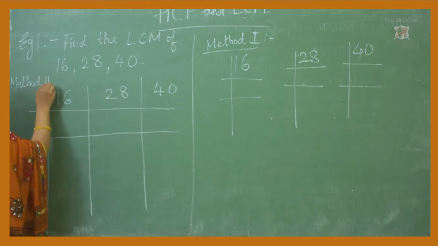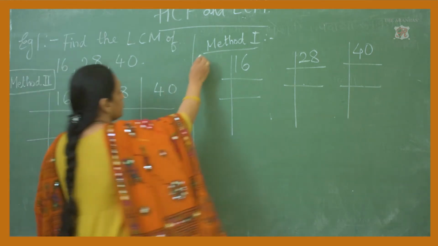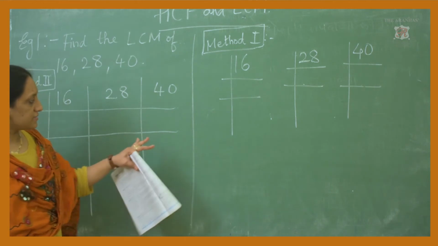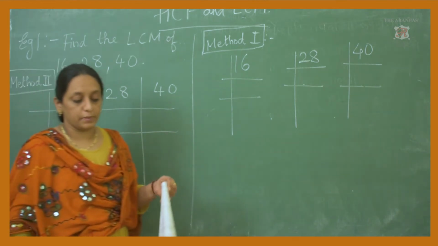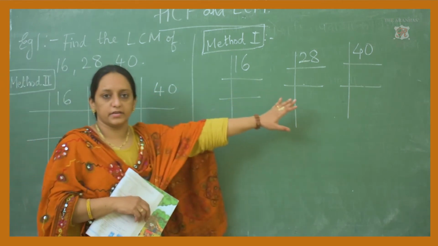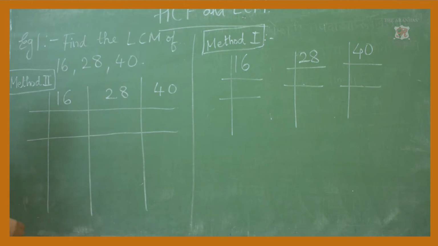There are two methods to find the factors of the given numbers. You can follow either of the methods. This is also correct, this is also correct. But as it is given in the textbook, you have to be prepared with both the methods. Now see, this everyone knows, we have done that. Now come to method number 2. We'll see how to solve.